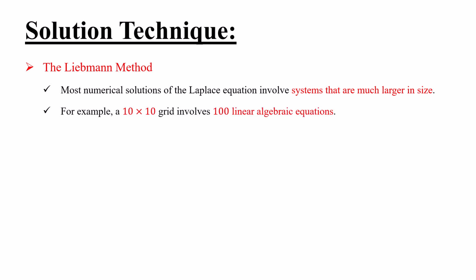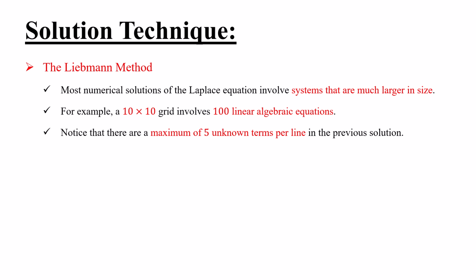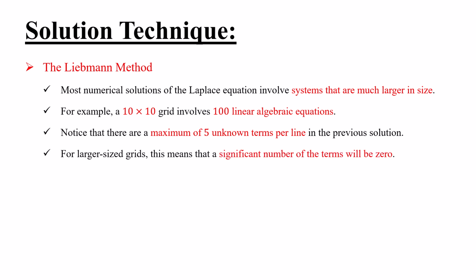Most numerical solutions of the Laplace equation involve systems that are much larger in size. For example, if you have a 10 by 10 grid, then you have 100 linear algebraic equations. So this is a big number. The issue with this type of big number is that there are 5 unknown terms per line in the previous solution, and we have a lot of zeros.